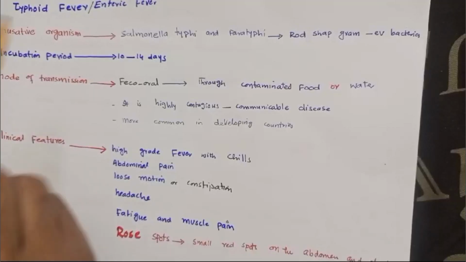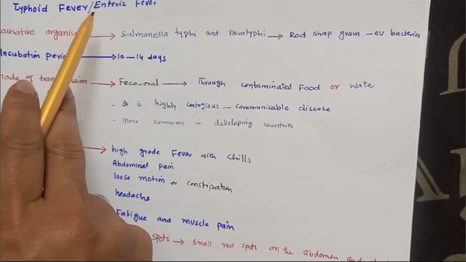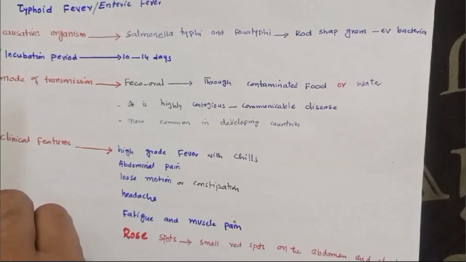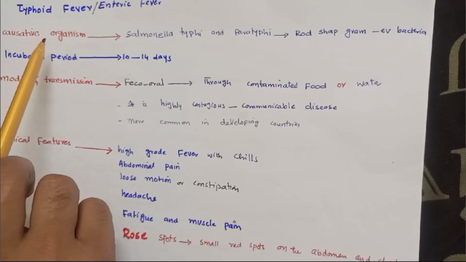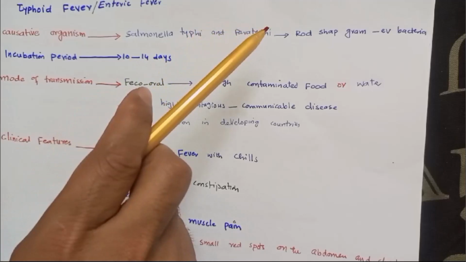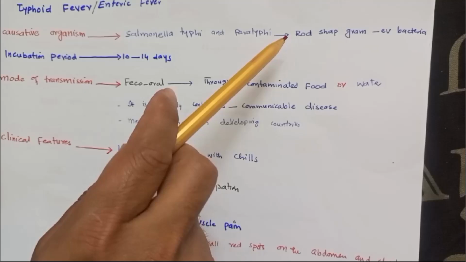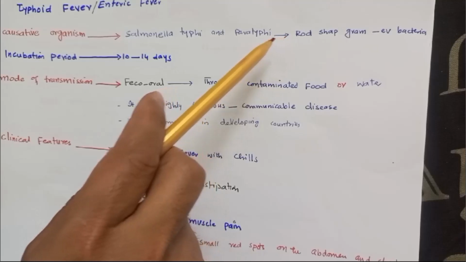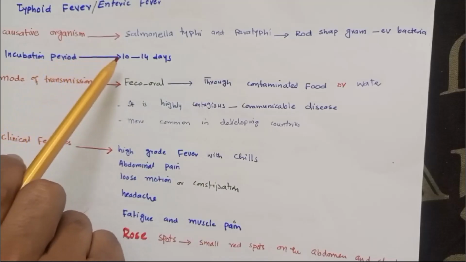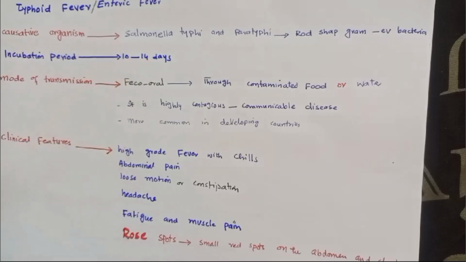Video is about typhoid fever. Typhoid fever is also called enteric fever. What is the causative organism for typhoid fever? Salmonella typhi, a gram-negative rod bacteria, is the responsible organism for typhoid fever. The incubation period for typhoid fever is from 10 to 14 days.